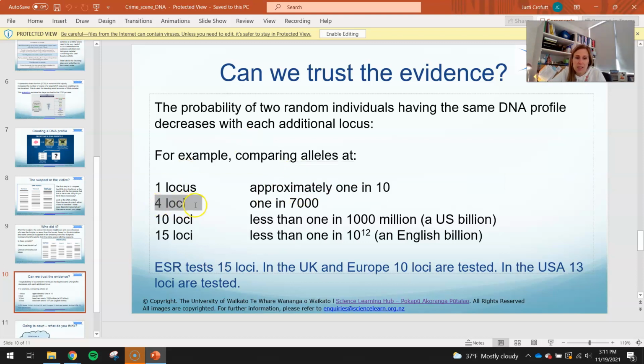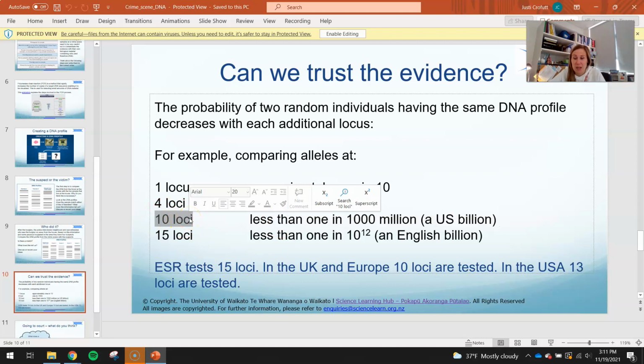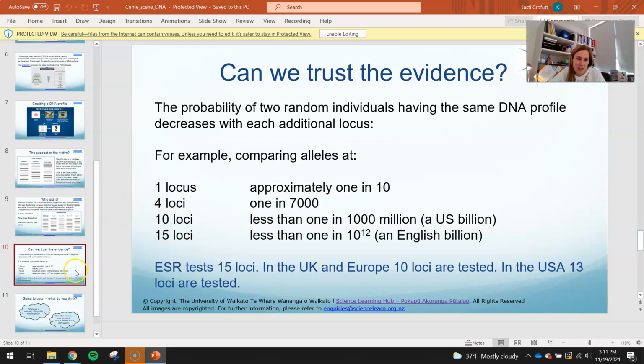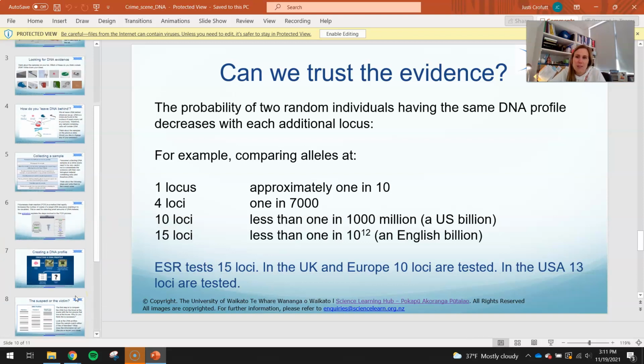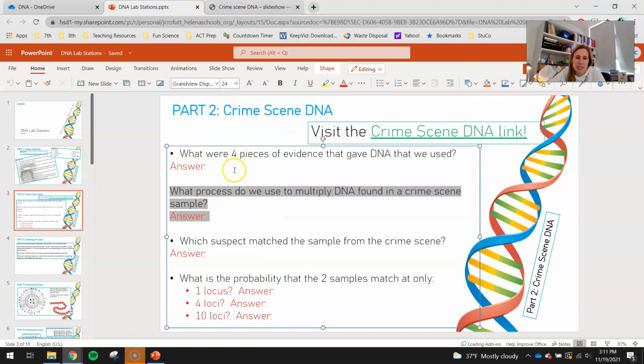Okay? In 4 spots, if you matched with 7,000 people, one of those people would match with you in 4 different spots. Okay? 10 loci, if you went and found a billion people in the world, you would match with one of them in 10 different spots. So that's really rare to match with someone in 10 spots. Okay, so that's your answer to your last question there. All right, so that's going to conclude your part 2 crime scene DNA lab station.